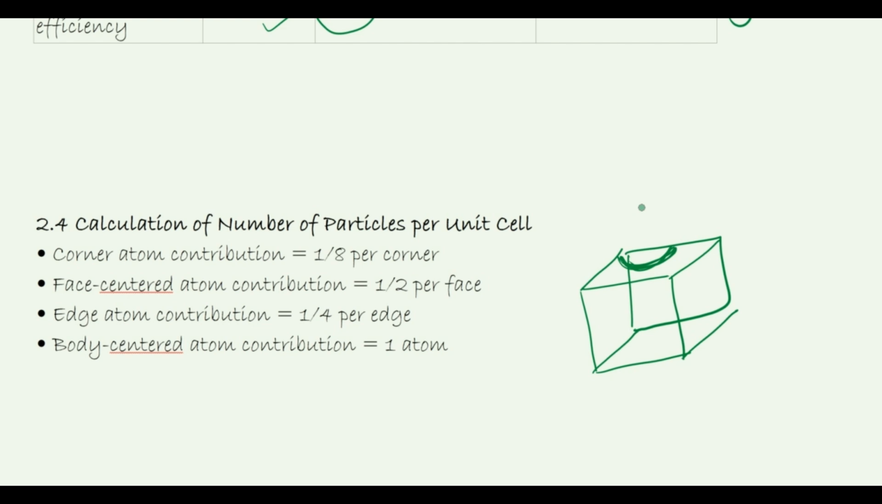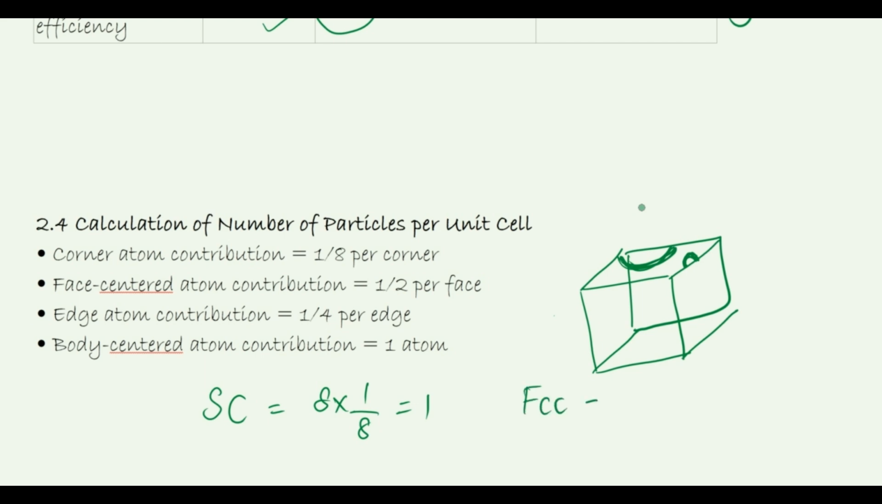And the edge atom contribution, these are edges, that is 1/4, and then the body center atom contribution, that is 1. So that's why in SC, simple cubic, 8 corners are there. So 8 into 1/8, which becomes the calculation of number of particles is 1.